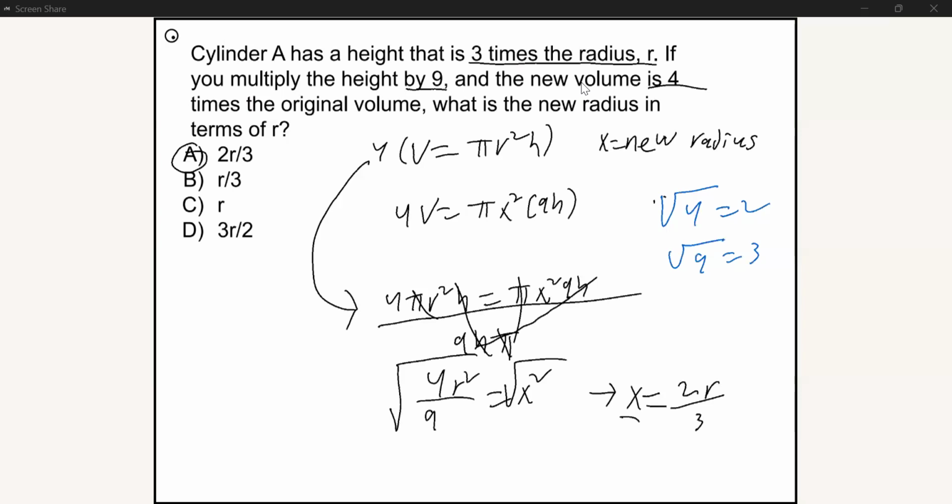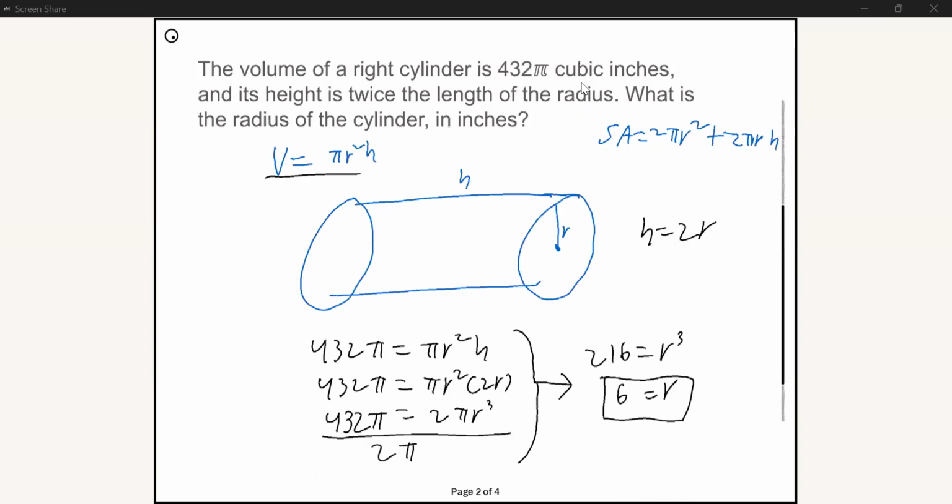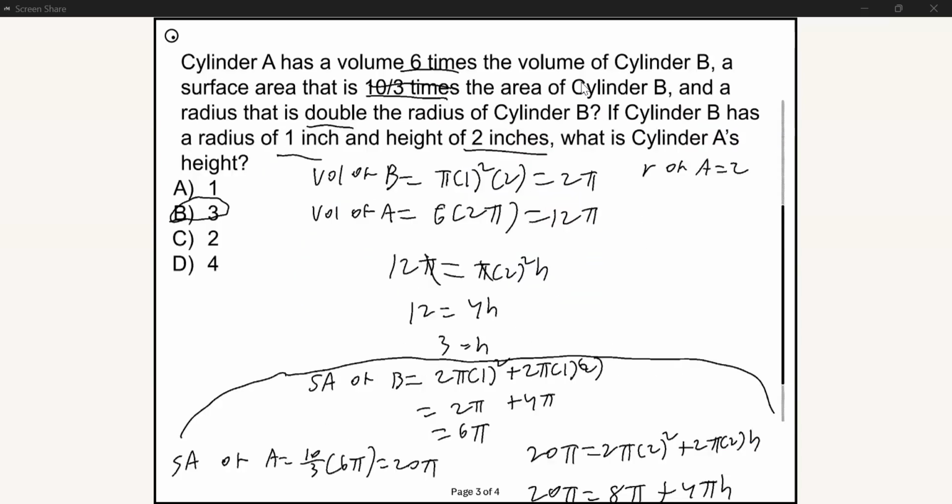Right. If you look at the answer choices, you could say that it wouldn't be D, just based off of if you're multiplying the height by 9, but the volume isn't going up by 9, that means the radius is shrinking. And it wouldn't be C because the radius is shrinking. So then you're down between A and B, and working it out from there gets you that it's A. Okay. So again, 3 times the radius didn't matter. Just like here, the 10/3 didn't matter if you just did volume. And here everything mattered, but there wasn't that much information.